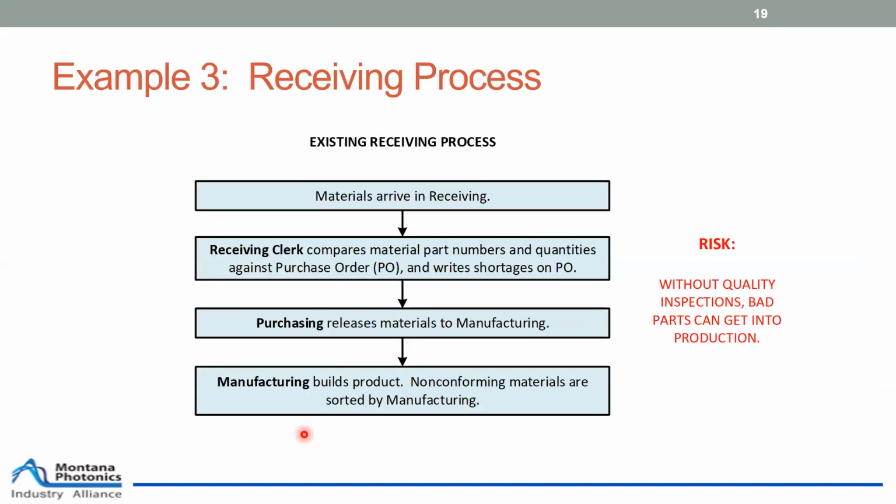In the third example, we have an existing receiving process. Materials are received in receiving. The receiving clerk compares material part numbers and quantities against a purchase order and writes shortages on the PO. Purchasing releases materials to manufacturing then, and manufacturing builds the product. Non-conforming materials are sorted out by manufacturing. So we have some risk here. Without inspections, bad parts get into production.